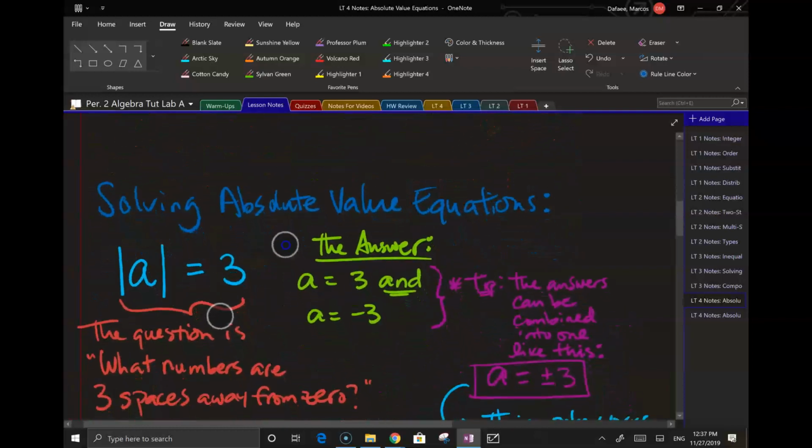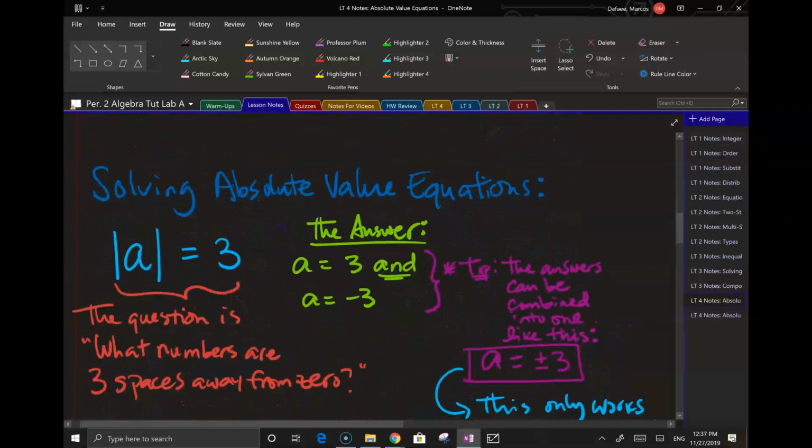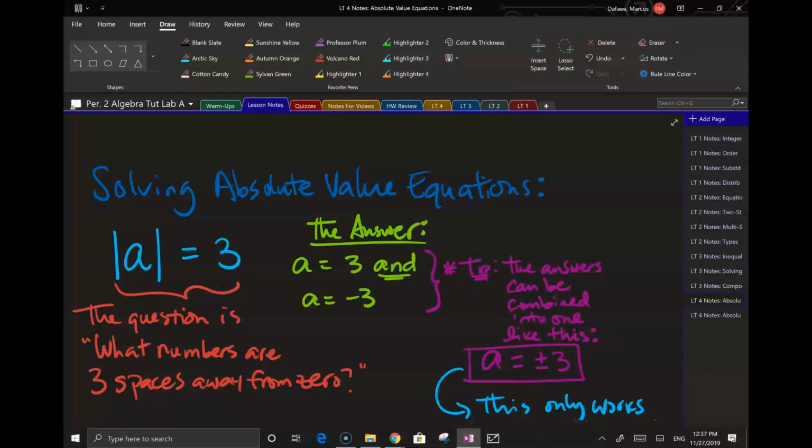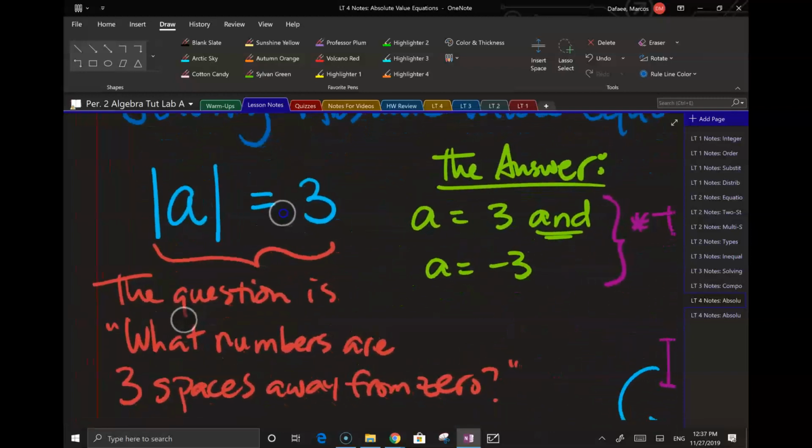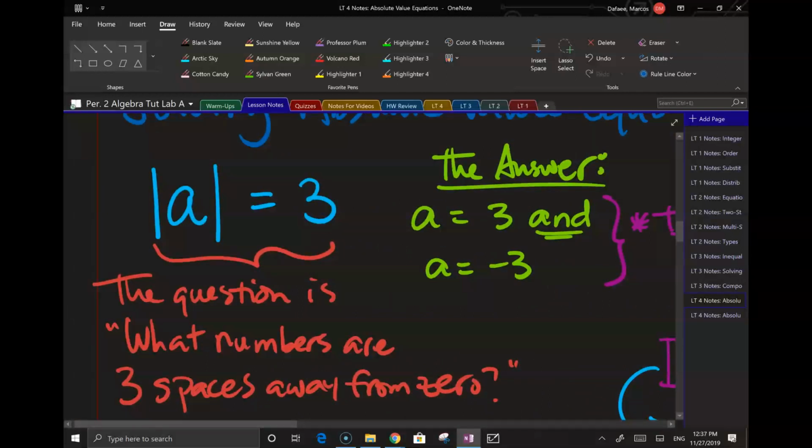So when we don't have a number to look at inside, and instead we have a variable, the nature of the question is still the same, but the way we ask it is different. So in this example here, I have the absolute value of a variable is equal to 3. What it's really asking is what number or numbers are 3 spaces away from 0? So what numbers are exactly 3 spaces away from 0? And as we saw in the number line, the answers to that are both 3 and also -3. And both of them are important because if you only state one, you're giving only half the answer.